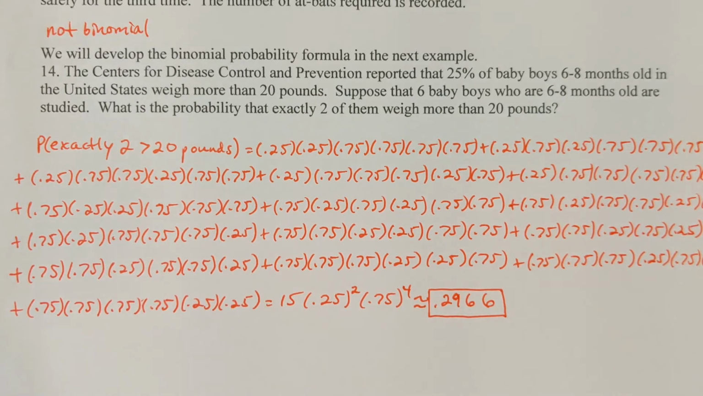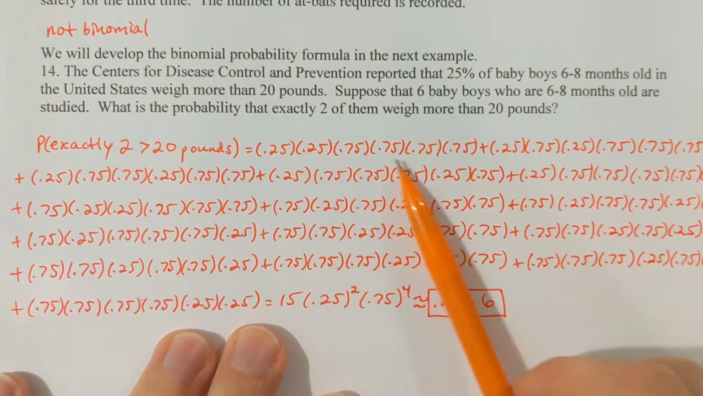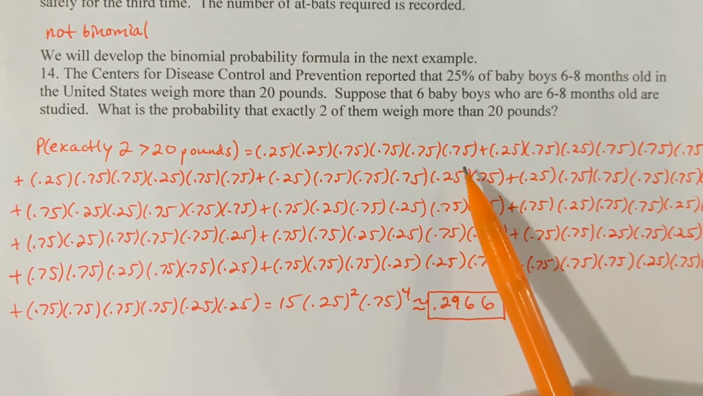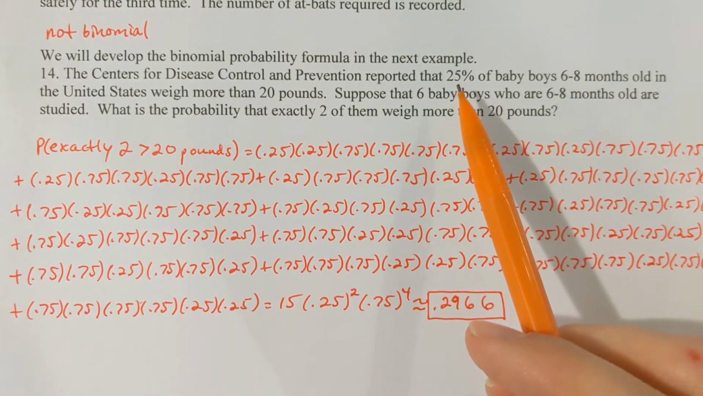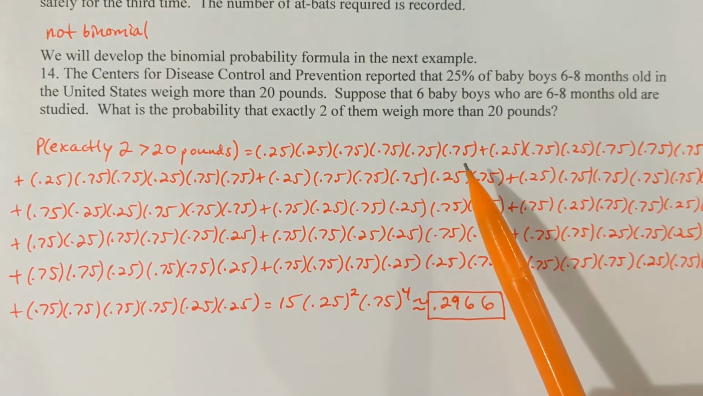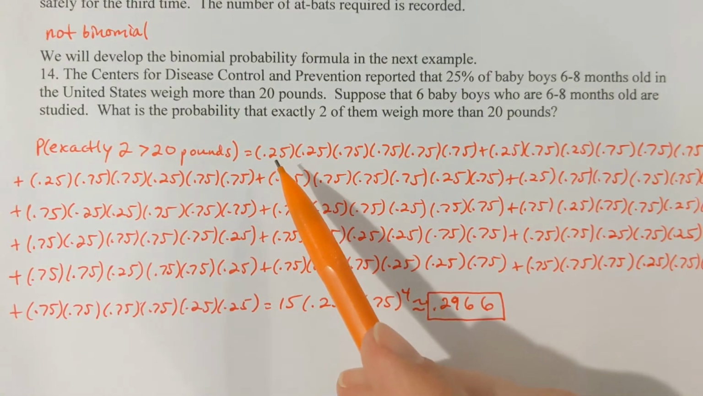Okay, a couple things. First of all, since multiple baby boys are selected, we would know right away that we're going to use the multiplication rule, right? And now here's the thing. We want exactly 2 out of the 6 to weigh more than 20 pounds. The other 4, of course, would weigh less than 20 pounds, and there's a 75% chance that a baby boy in this age group would weigh less than 20 pounds. Okay, so here'd be my setup.